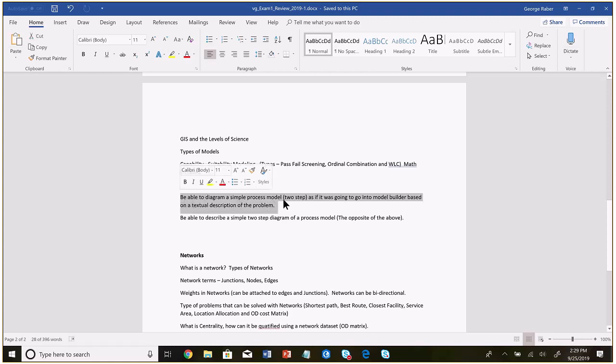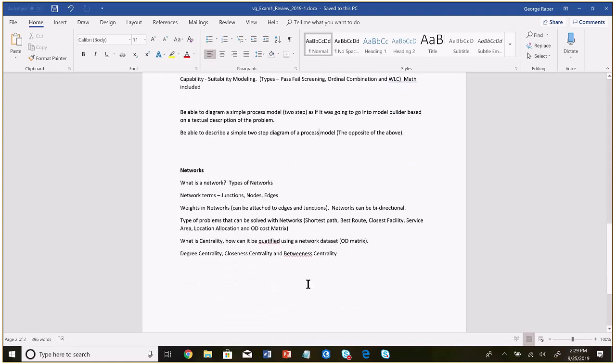Be able to diagram a simple two-step process. So in other words, the example that I'm going to have on the test is just going to be a simple two-step process. So there'll be one process and another process. You don't have to put them together. And then the opposite. I already talked about both of these. All right, so from today, what's going to be on the test? Well, we really didn't talk about the other types of networks.